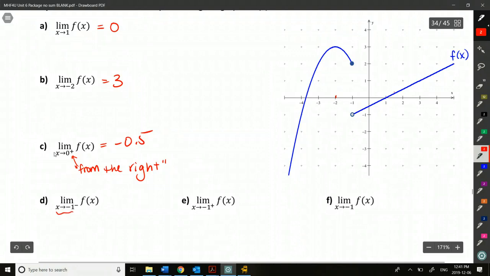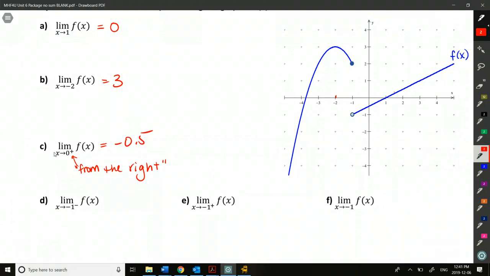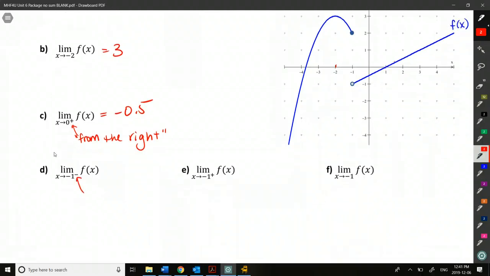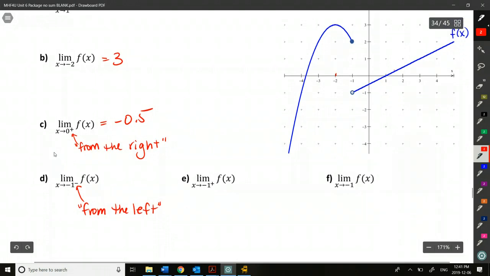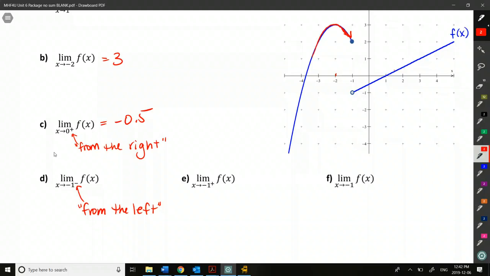So here I'm interested in what the function is approaching as x approaches negative 1, and you'll see this little negative exponent. If the plus exponent means from the right, this one of course means from the left. So I'm going to start at the left, and I'm going to trace along my function, and as I get closer to negative 1, what are my y values approaching? 2, yeah. Great.